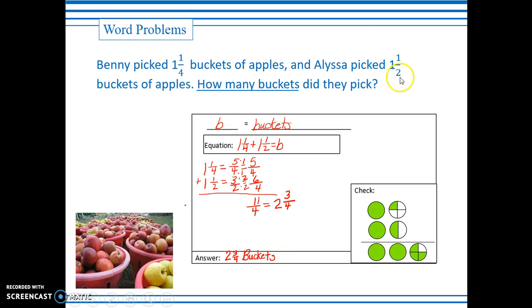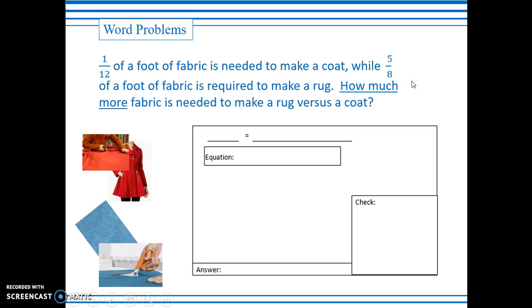Okay, so now let's go on and look at a different problem. Here we have 1/12 of a foot of fabric is needed to make a coat, while 5/8 of a foot of fabric is required to make a rug. How much more fabric is needed to make a rug versus a coat? Well, we know that there's more fabric needed to make the rug. So we could start with the rug and subtract what we need for the coat to find out how much more fabric is needed. Well, first we're asked to find out how much more fabric. So let's just let F be our variable, and F will be fabric.